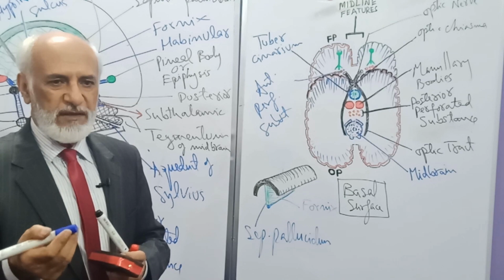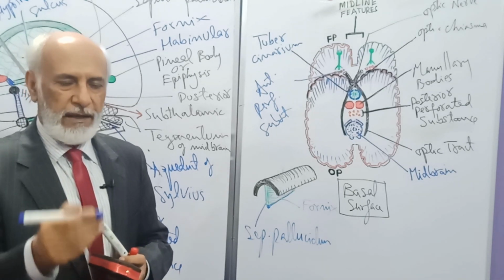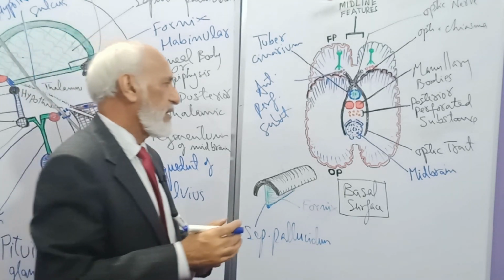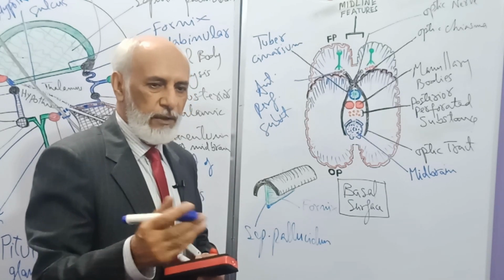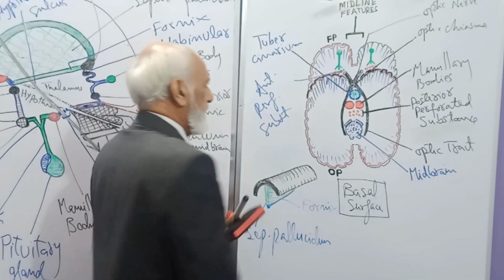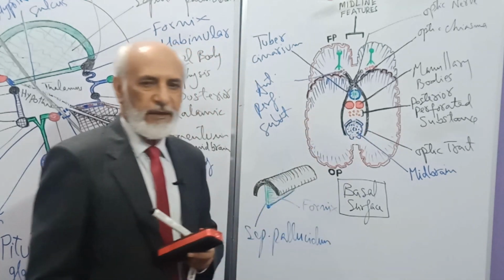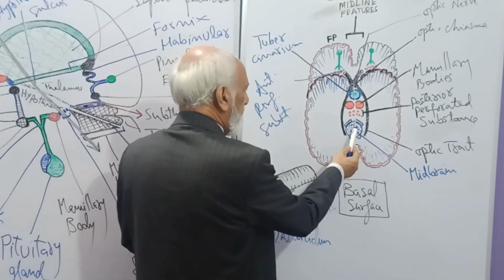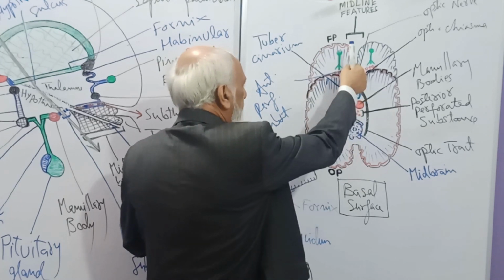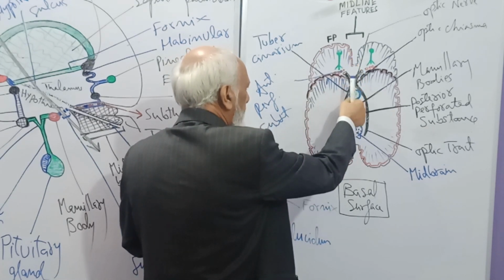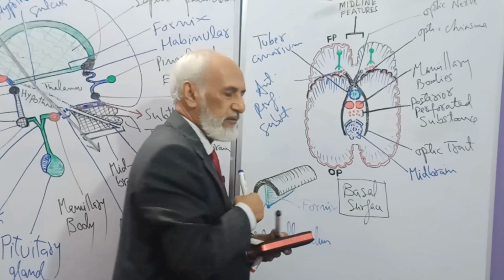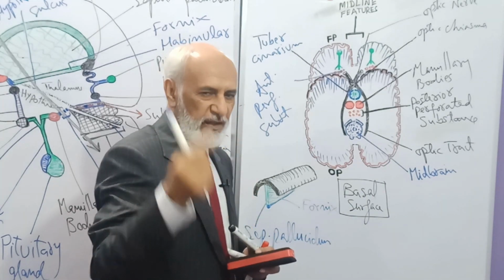Now in the midline, this is the posterior perforated substance, which, as I told you, lies partly on the basal surface of the cerebrum in the midline and partly on the anterior aspect of the midbrain between the two crus cerebri of the midbrain. Then you can see this is the cut section of the midbrain traversed by the cerebral aqueduct. So these are the midline structures seen on the basal surface of the cerebral hemisphere.